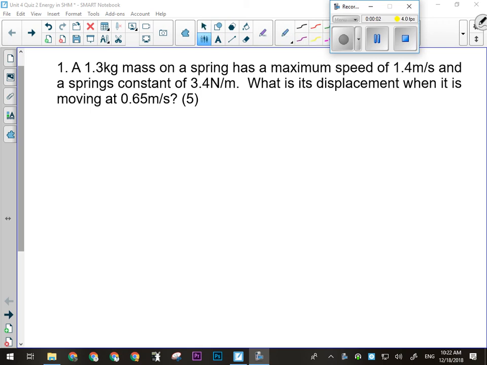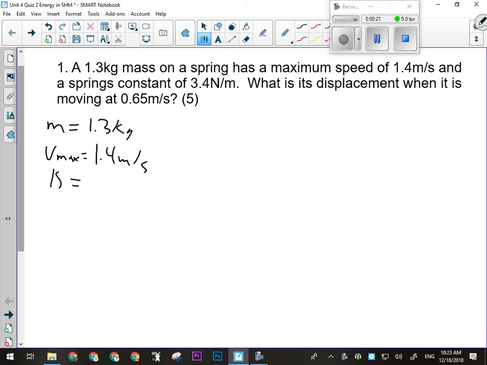Alrighty. So for question number 1, we have a mass on a spring. We're told the mass, so we know what that is. It's 1.3 kilograms. We know the maximum speed of the mass is 1.4 meters per second, and it has a spring constant of 3.4 newtons per meter. We're looking for x final when it's moving at 0.65 meters per second.